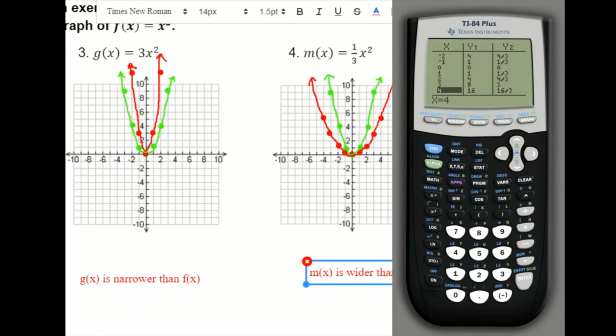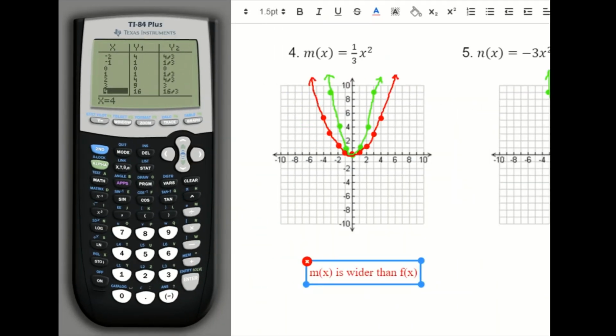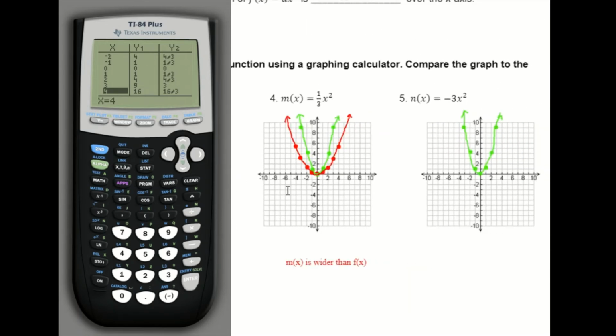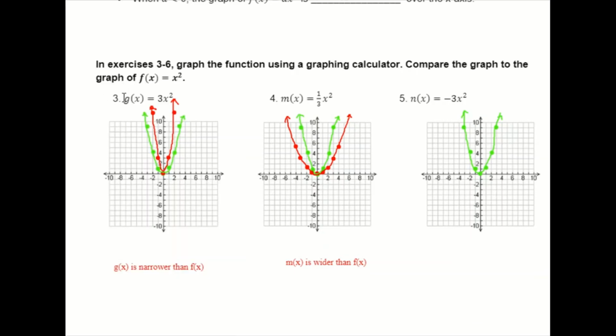All right, so let's get this over here because we're going to do number 5. Let's see if I can fit that on there. There we go. Okay, so for number 5, actually what we have here is the same thing as number 3, except it's negative. So what we're going to see is that we get the exact same graph, except it's flipped over the x-axis. So let's go to y equals. I'm going to change the second equation to -3x squared. So what we're expecting here is a graph that's narrower, but also flipped over the x-axis because of the negative.